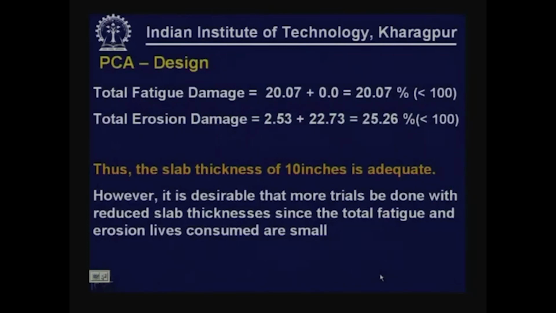So, the total fatigue damage caused by single axle load groups and tandem axle load groups is 20.07 plus 0, that is a total of 20.07, which is of course well below 100%, and the total erosion damage is 2.53 plus 22.73, that is equal to 25.26, which also is well below 100%. So, obviously, the thickness that was selected is quite safe. However, it is desirable that more trials be made to reduce the slab thickness, because the slab is over safe in this case.